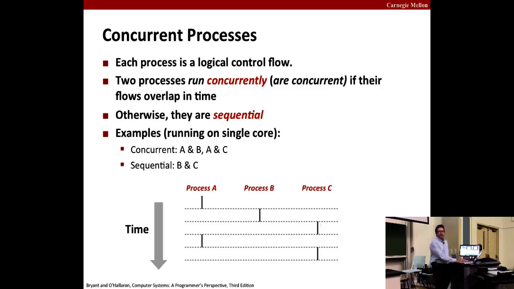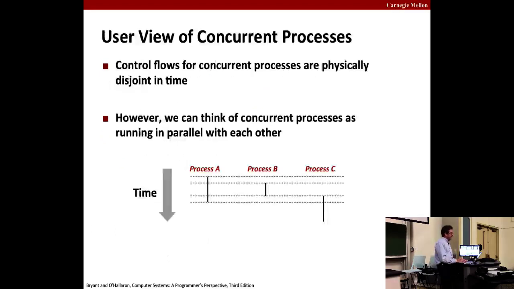Now this definition of concurrency holds regardless of the number of cores. This example was on one core, but even if you have multiple cores, as long as the flows overlap in time, they're concurrent. No matter what, we can think of these as running in parallel with each other, at least from the point of view of these individual processes.